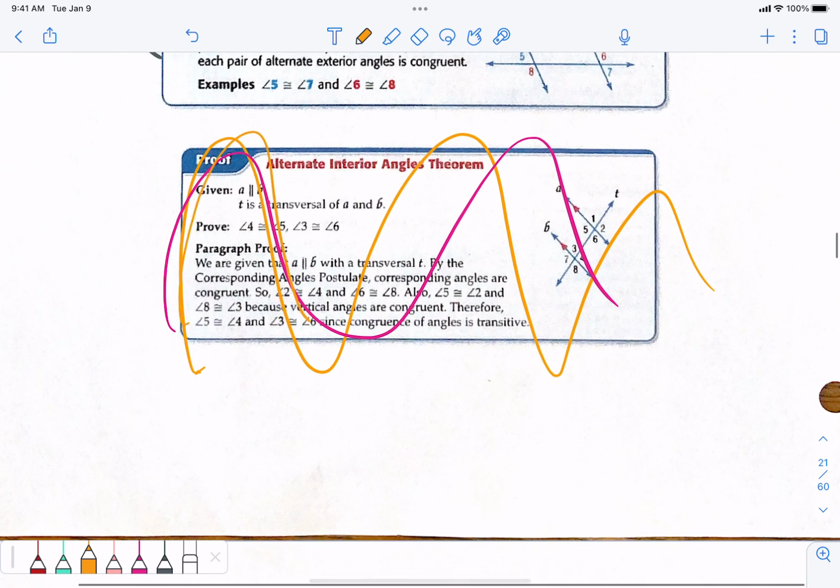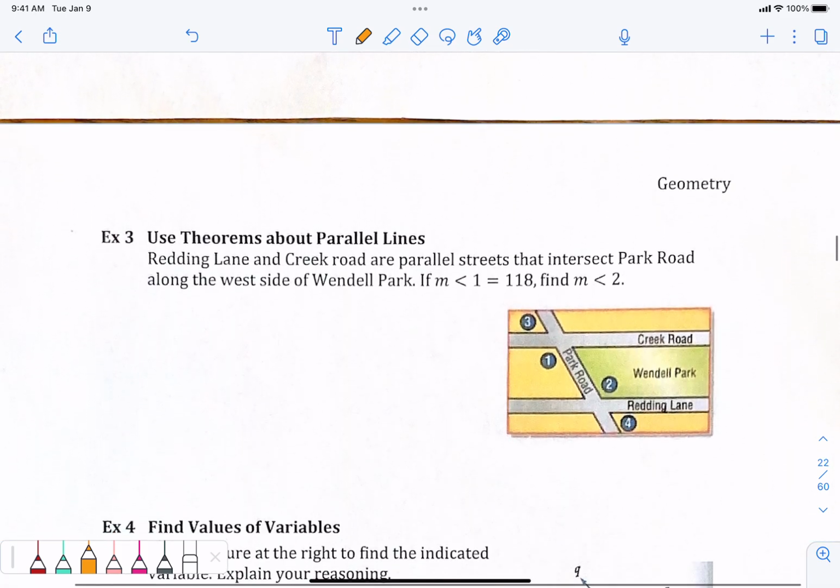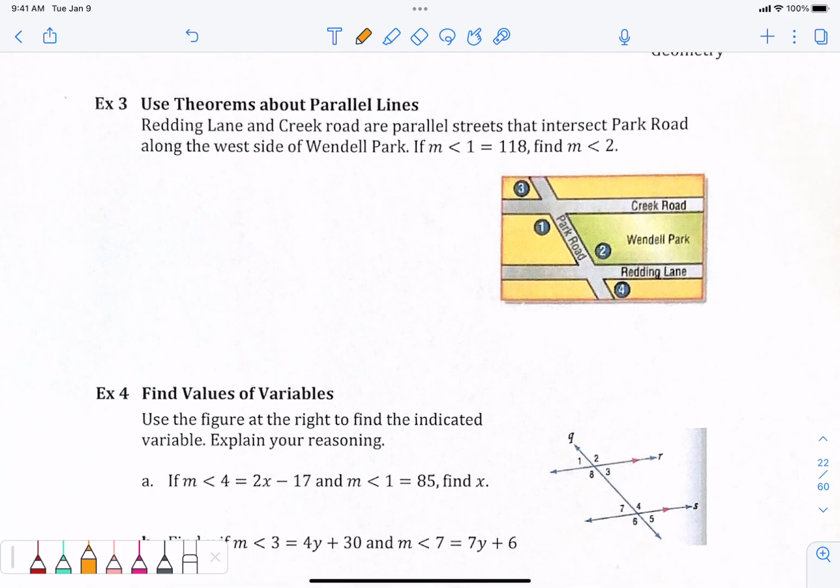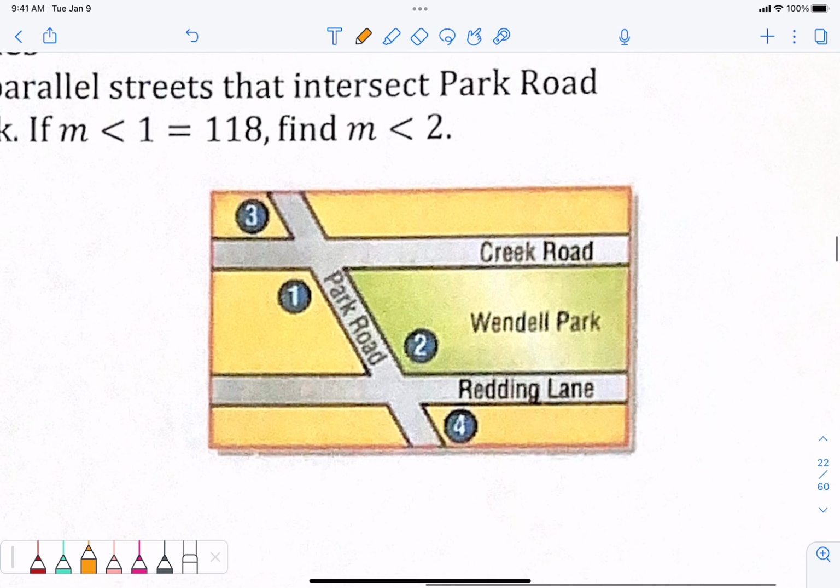This is a proof of the alternate interior angles theorem. We're going to skip that. Let's go to example 3 on the back side. Yay! Example 3 on the back side.